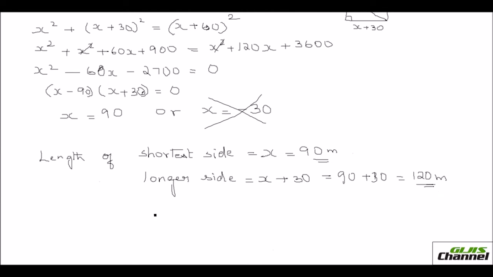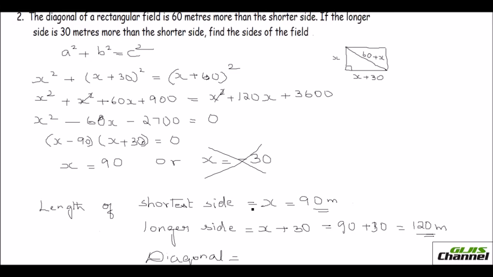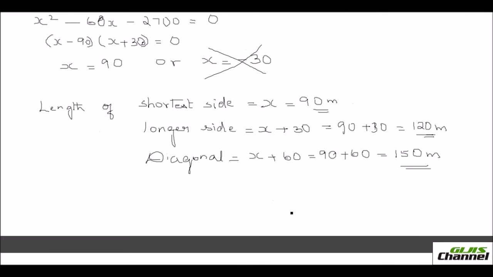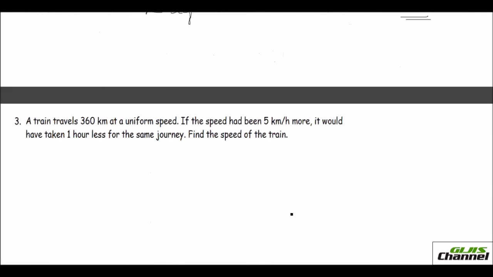And the diagonal. Diagonal is the hypotenuse, right? We have taken it as x plus 60, it is 60 more than the shortest side. That is 90 plus 60, and it gives 150 meters. So your three sides are 90, 120 and 150 meters. Okay, so that is done.